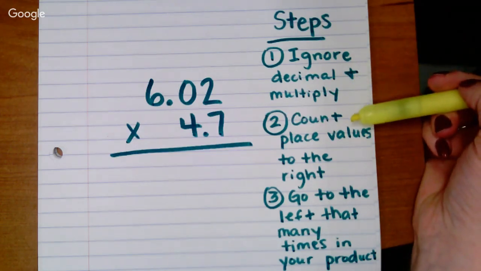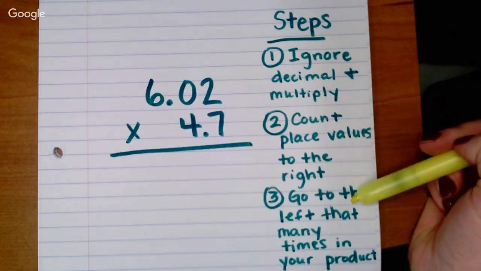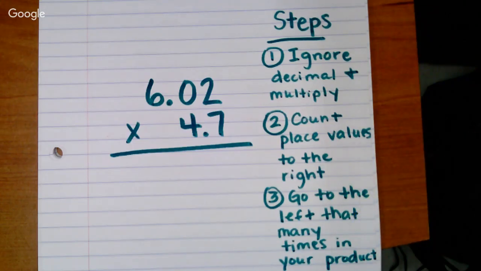Then we're going to count the place values that we see to the right of the decimal, and we're going to go in that many times to the left in our product. So step number one, ignore the decimal and multiply.